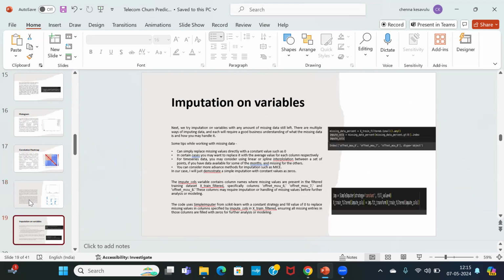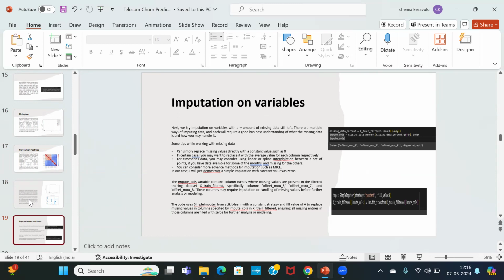Next slide. I'm going to explain about imputation on variables. The slide addresses the challenges of missing data in a data set and outlines strategies for imputation, which is the process of replacing missing data with substituted values. Common imputation techniques are mentioned, including replacing missing values with constants like zero, the mean or median of the column, or using more advanced methods such as interpolation or multiple imputation by chained equations, which is MICE.